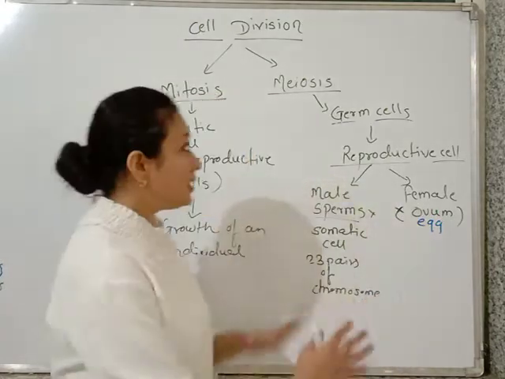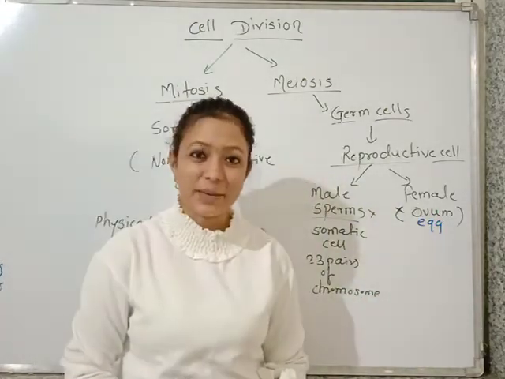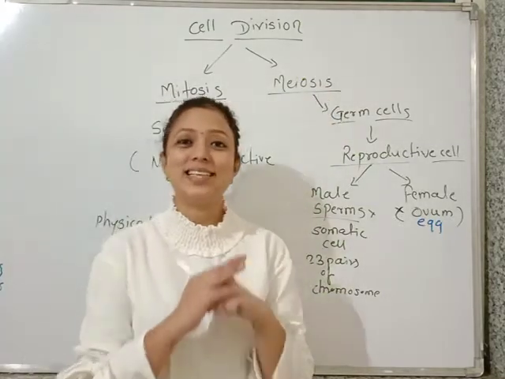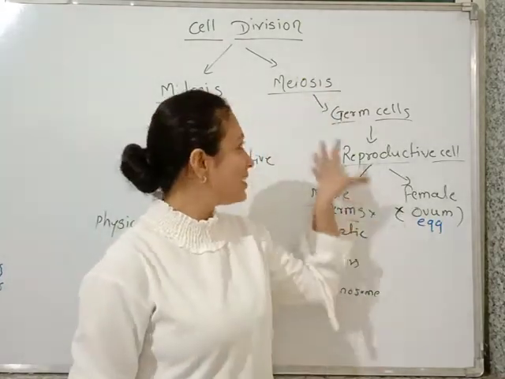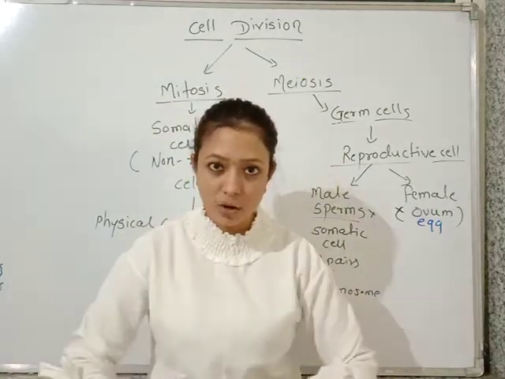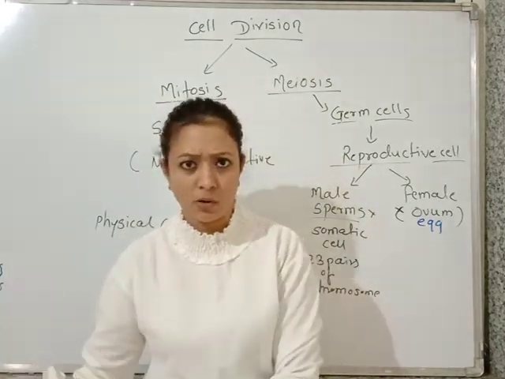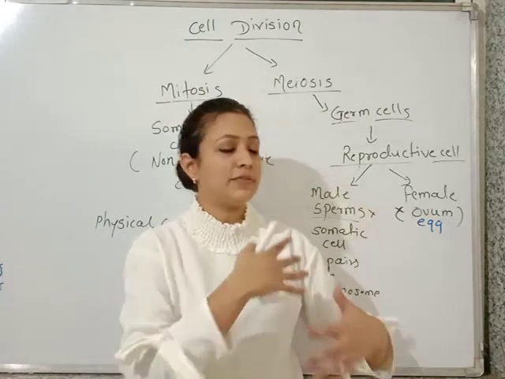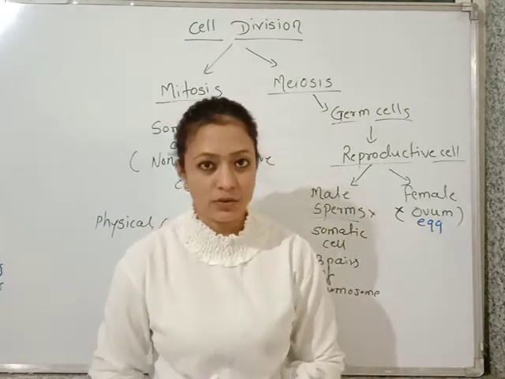Now let's talk about meiosis. The significance of the process called meiosis is that it actually happens in all kinds of organisms. For example, it happens in animals, it happens in the plant body also, as well as in multicellular fungi.